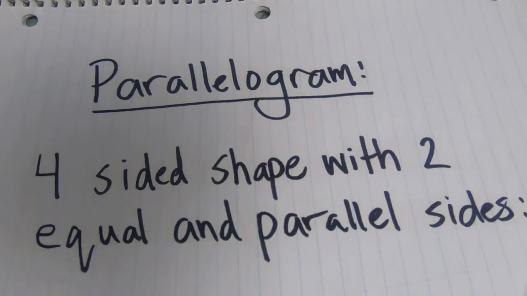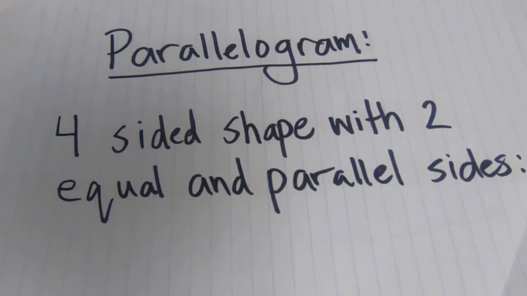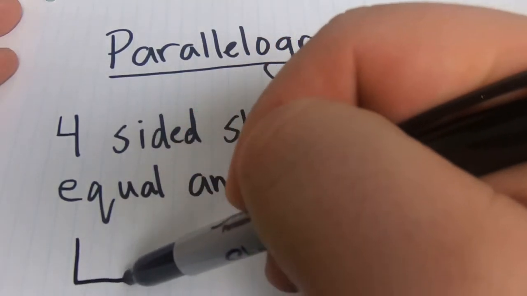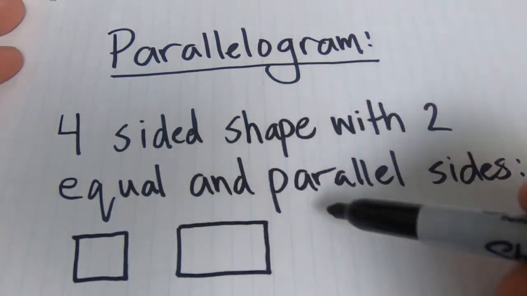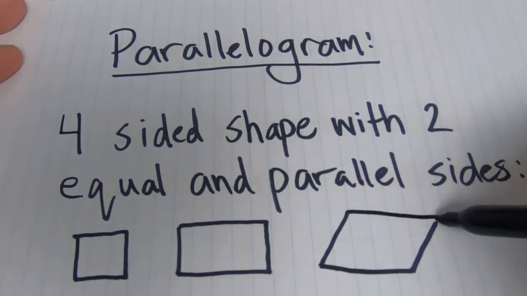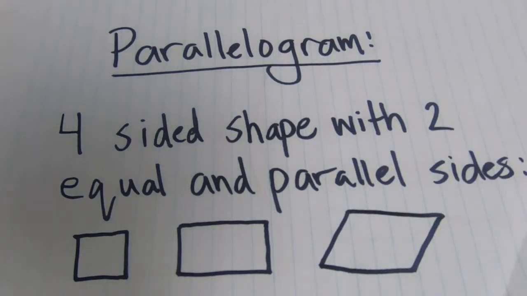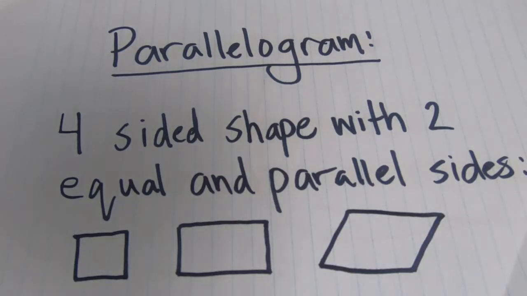So it's 4-sided. Now, when we think of 4-sided figures, the most common ones we think of are squares and rectangles, and these are essentially examples of parallelograms. But they don't always have to be perfectly square or perfectly rectangular. So, for example, we might think of a square. We might think of a rectangle. Or we could think of a parallelogram, which is another type of one of these shapes. Now, all of these shapes have 4 sides. All of them have 2 equal sides that are parallel to another 2 equal sides.